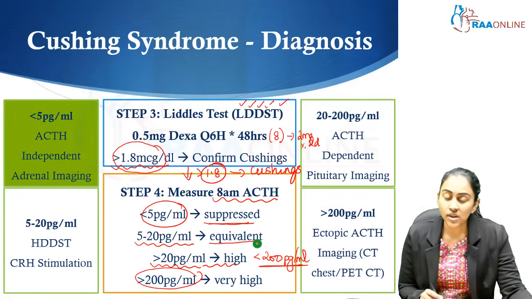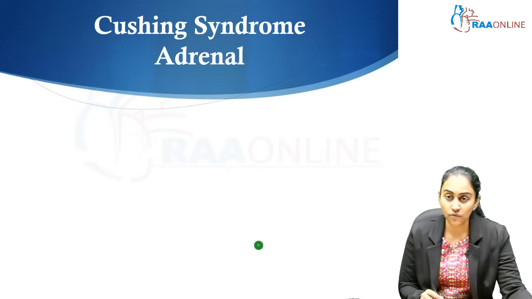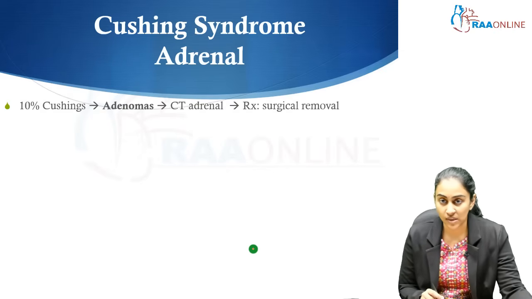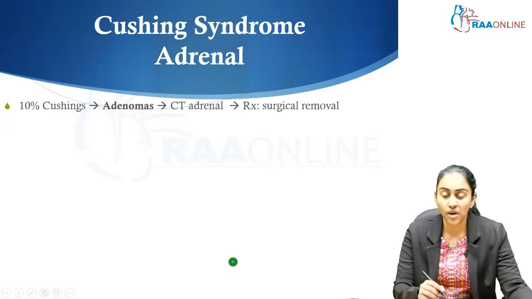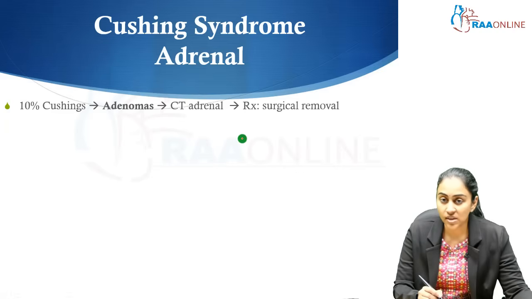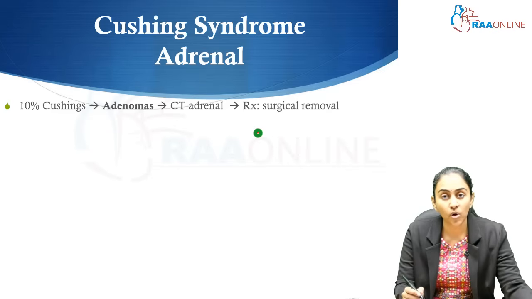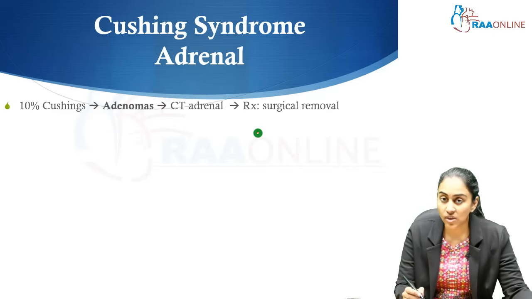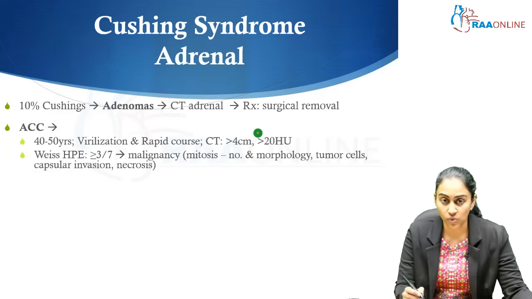So, let's first discuss a little bit about the ACTH independent causes of Cushing syndrome. Here the problem is in the adrenal. This contributes to 10% of patients with Cushing syndrome. The most common ACTH independent Cushing syndrome comes from adrenal adenomas, and therefore a CT adrenal is going to be the imaging of choice. And how do you go about managing these patients? Managing is with surgical removal of the tumor.